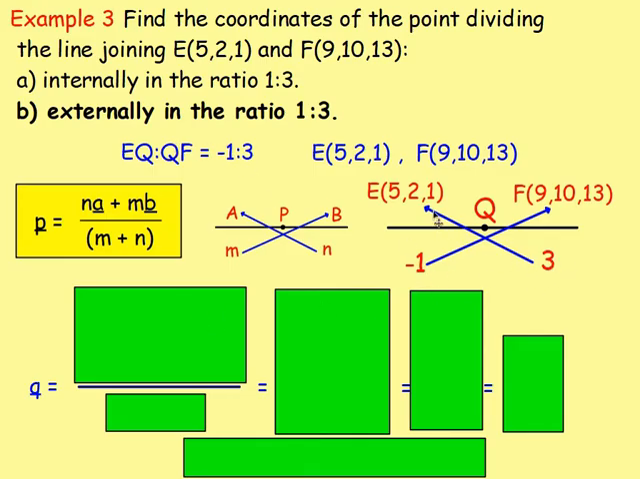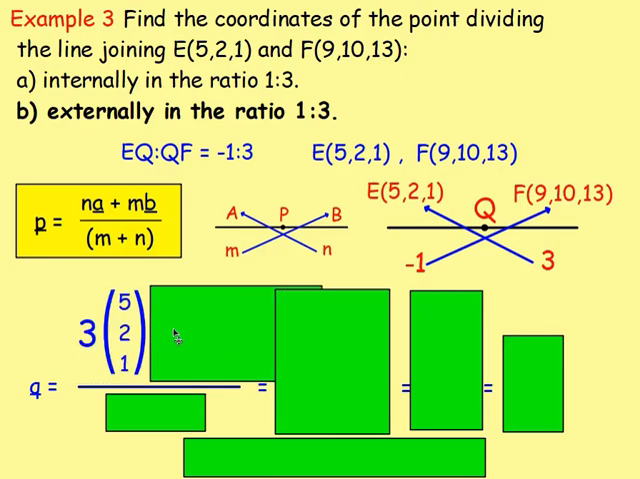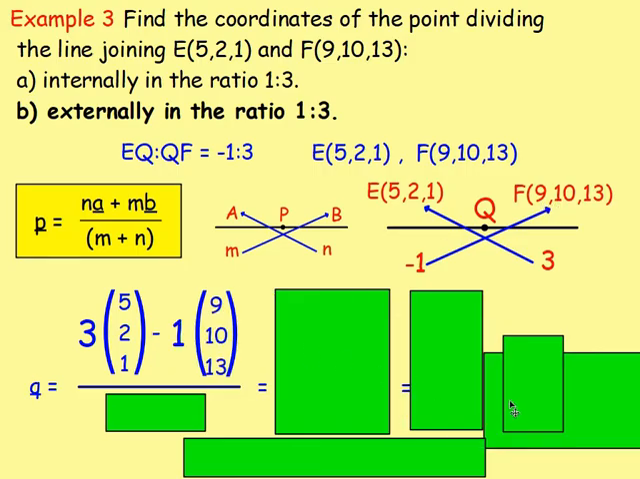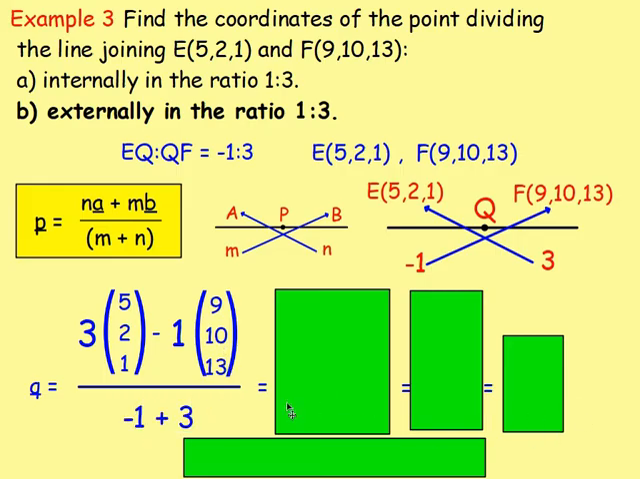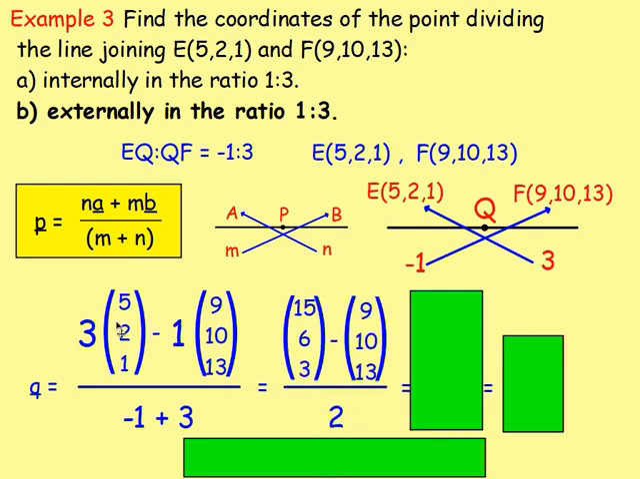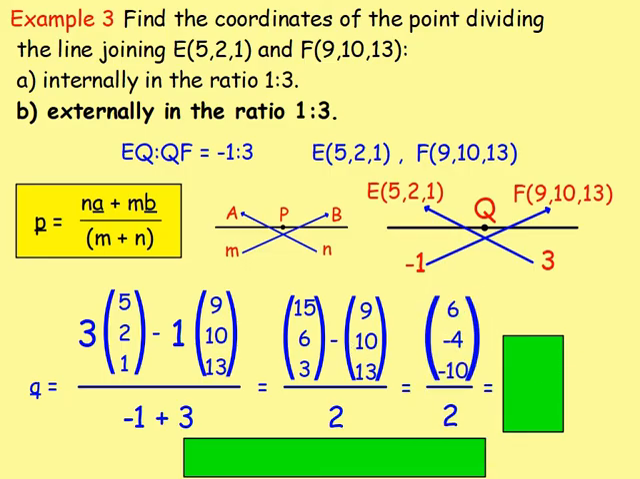From there then, I'm doing 3 times position vector E, so it's 3 times (5, 2, 1). Take away, because it's -1 times position vector F, so it's -1 times that, (9, 10, 13). And again, I'm dividing that by the sum of the 2 numbers in the ratio, so -1 plus 3. If you work that out then, so 3 times 5, 3 times 2, 3 times 1, and then 1 times 9, 10, and 13, and you're subtracting the vectors this time. Subtract them, you would end up with (6, -4, -10). And again, you're still dividing by 2, or multiplying by half. From there then, if you work that out, you'd get (3, -2, -5).